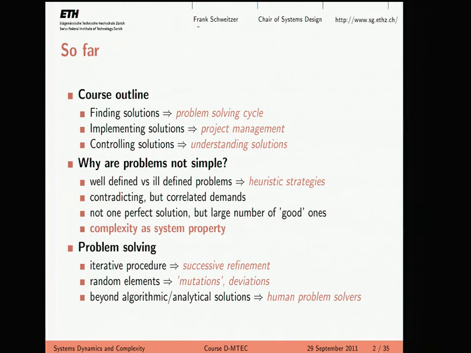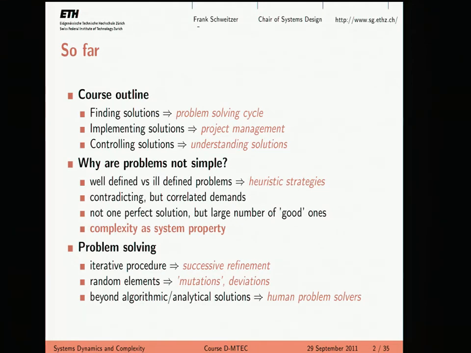I gave you a flavor of the problem-solving cycle, or one way to solve a problem, which was this iterative procedure, if you remember the traveling salesman problem. We also incorporated the notion from evolution, where we have random mutations and recombinations. And finally, we ended with the message that in most real-life situations, all these are hard to apply because we need human problem solvers, which means no defined endpoint. We don't know when to stop this refinement and these constant negotiations and discussions and things like this.